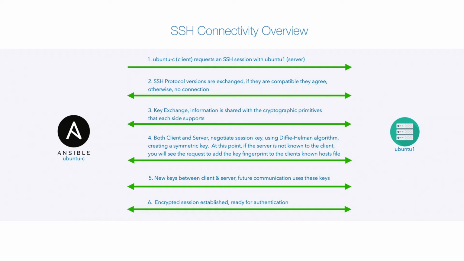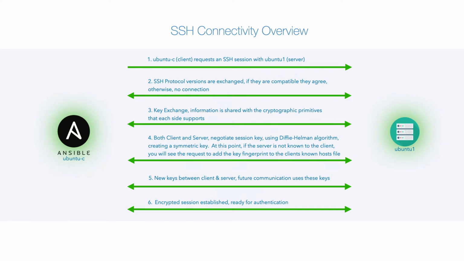Watch the Ansible Ubuntu icons carefully. On this video, I've given both the client Ubuntu-C and the server Ubuntu 1 a glow to indicate that connectivity is established. As we go through this video, when the icons glow in the same way, the server and client have completed the steps we've outlined and have established a secure connection. Note, at this point, they have not authenticated. They've just established a secure channel.